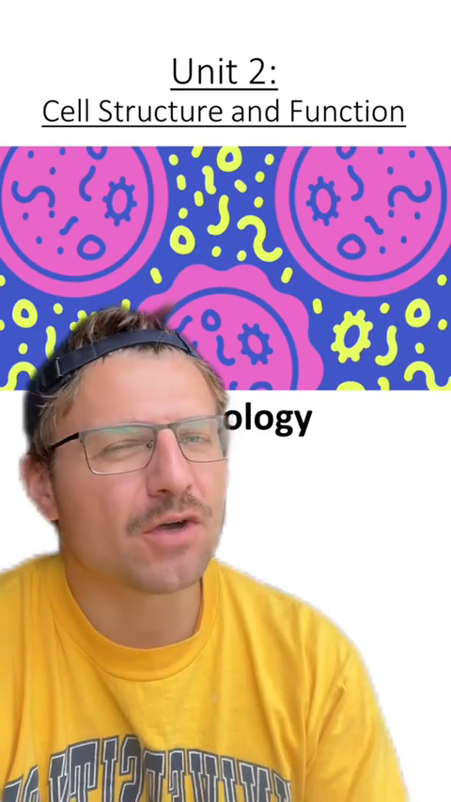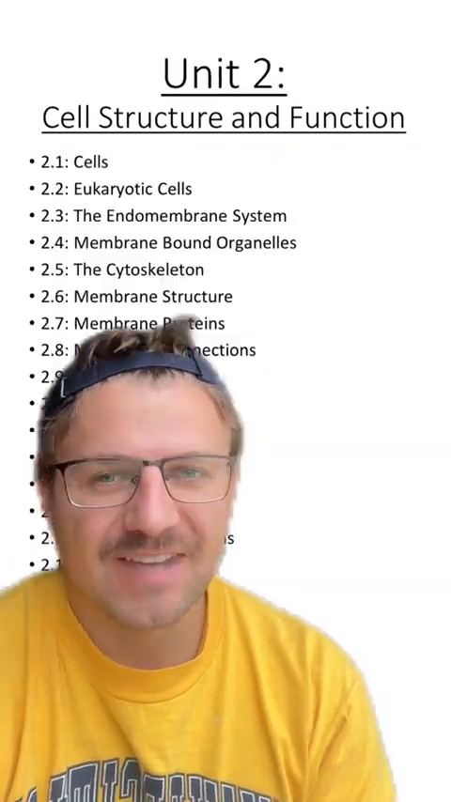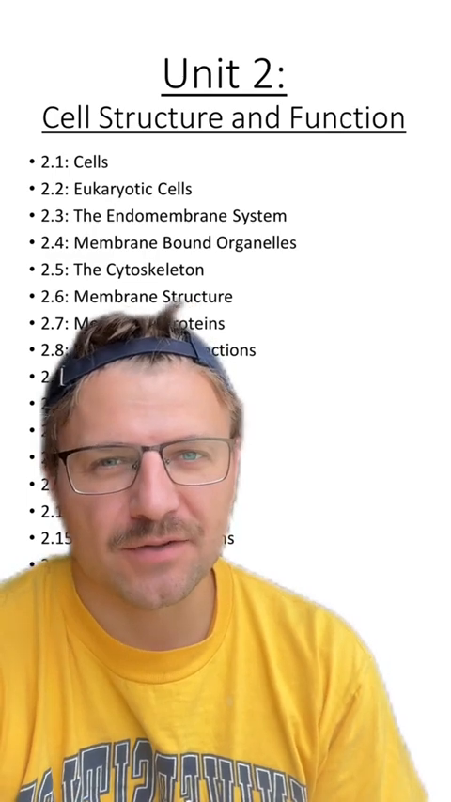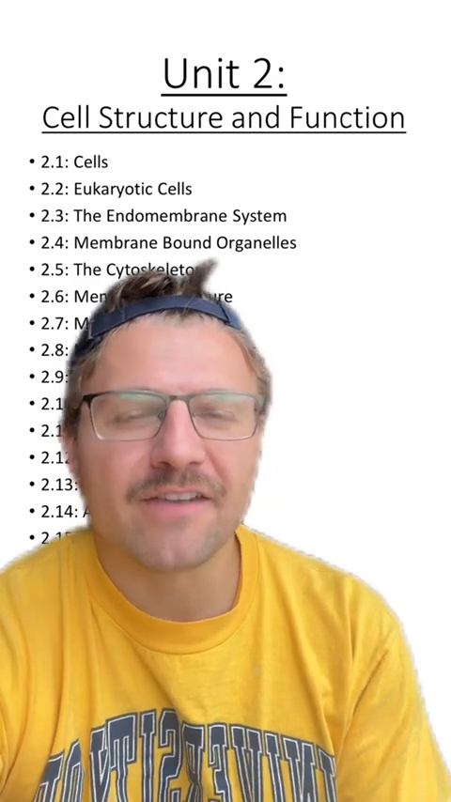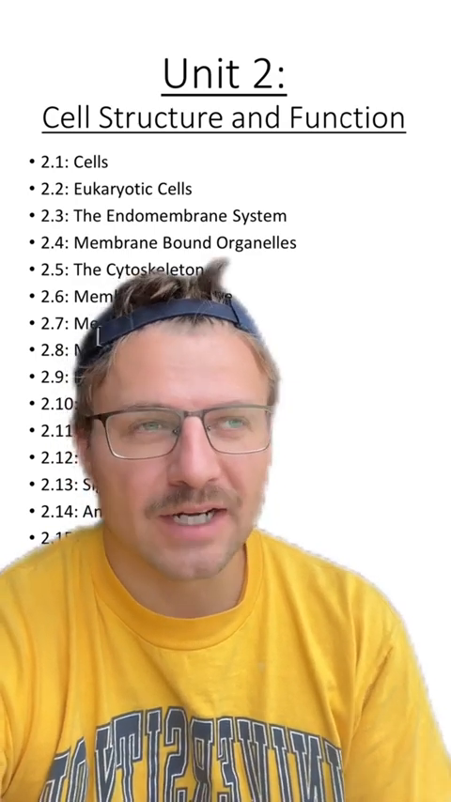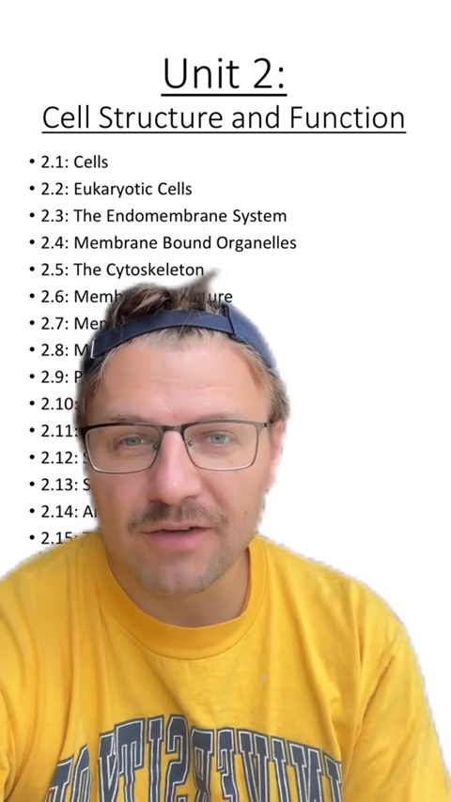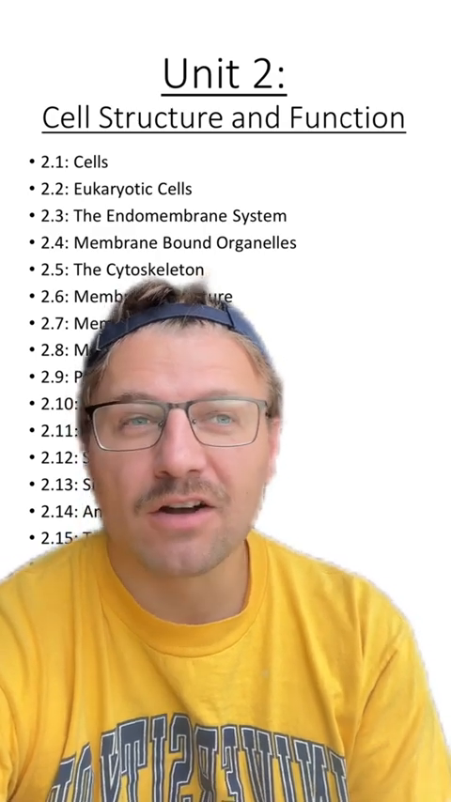AP Biology students, let's go over the second section in Unit 2. And this section is going to be about eukaryotic cells. Remember that eukaryotic cells are larger, they're more complex, and they have something called membrane-bound organelles, while prokaryotes don't have a nucleus, are smaller, and are less complex.